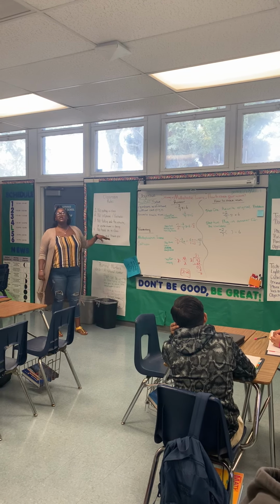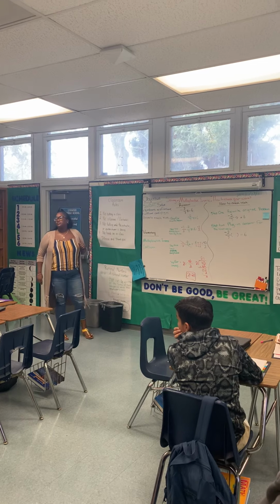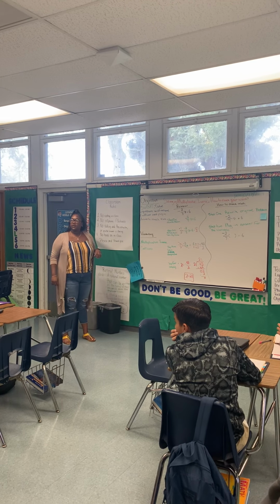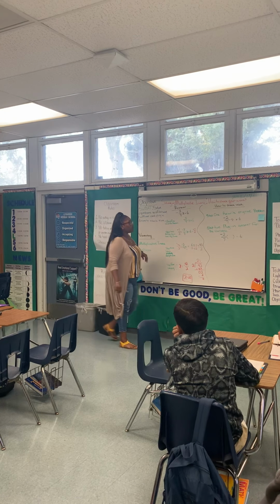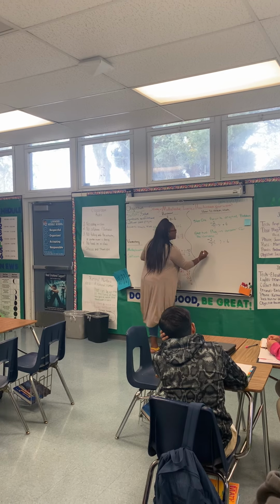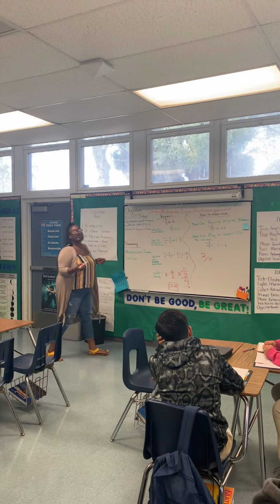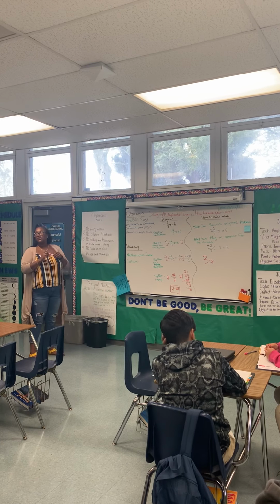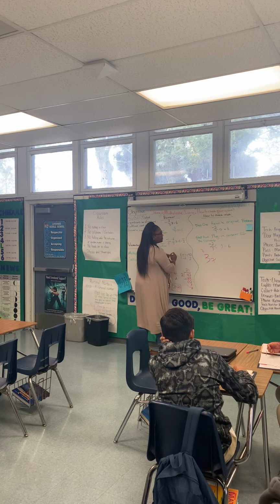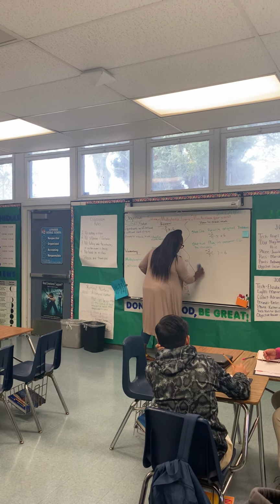Coefficient. The numerical factor of a term that contains a variable is called the coefficient. So it's the numerical part that's attached to a variable. Which part of 3x is the coefficient? 3. Right, this is the number. Numerical means the number, attached to the variable. Good job, good review, you guys.